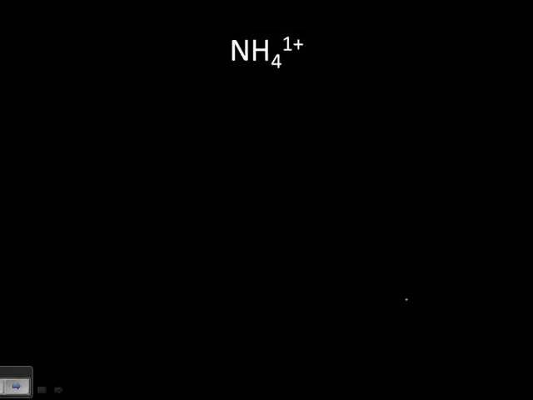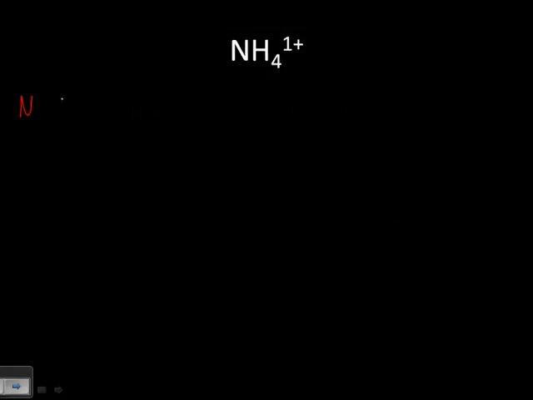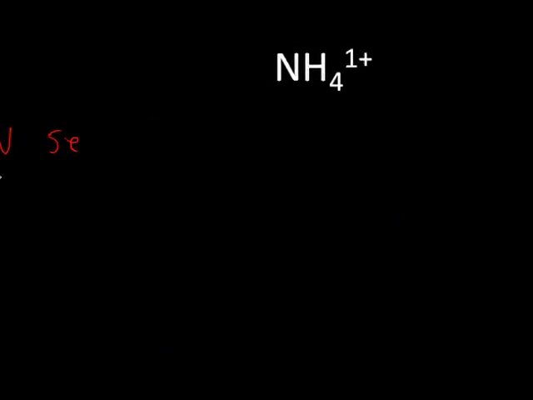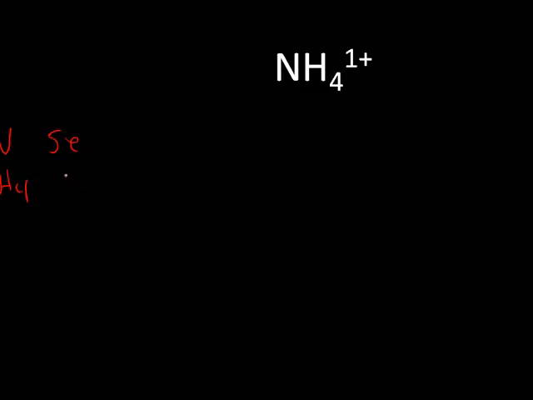So I have nitrogen. I've got one of them. That's 5 electrons. I've got 4 hydrogens, each has 1 electron. That's 4 electrons. The plus 1 tells me that I've lost an electron, so I'm going to subtract an electron. That gives me 8. So I always start off, put the central atom in place, surround it with the others.